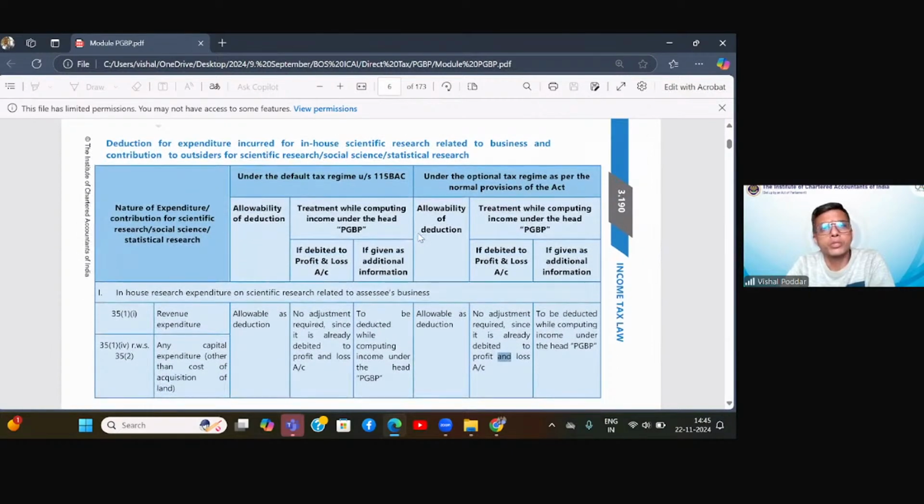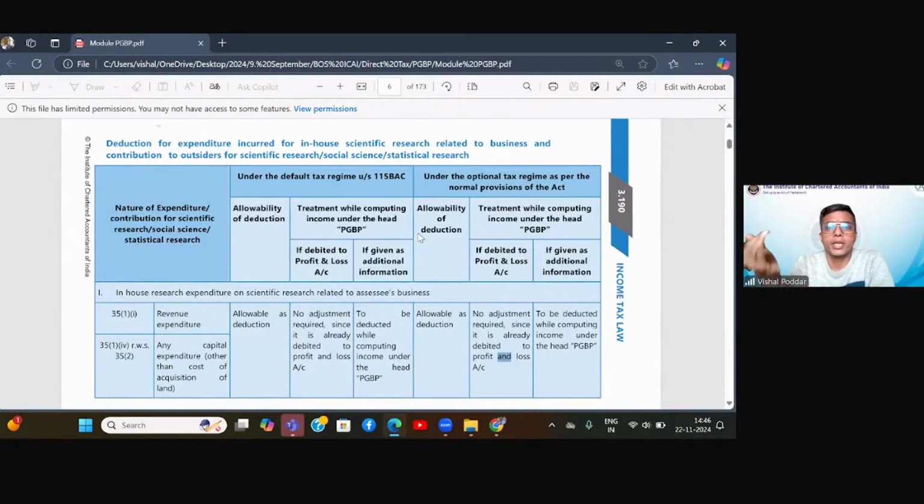Now you have the in-house scientific research deduction. Here, whatever is written, one simple rule. Whenever we talk about scientific research, whether it is old scheme or new scheme, it is allowed as deduction if the scientific research is in-house, related to your business. But if the scientific research payment is to an outsider, I repeat, scientific research payment is to an outsider, outside approved association, college, university, etc.